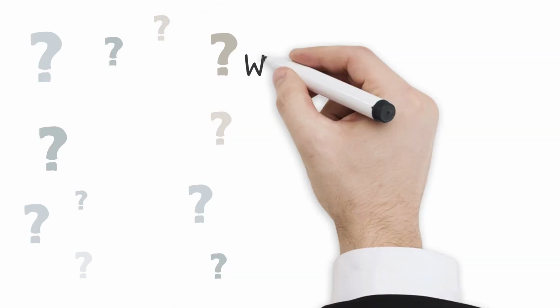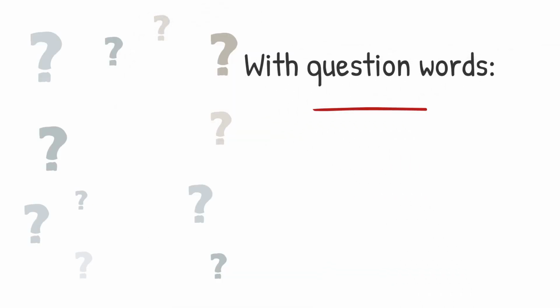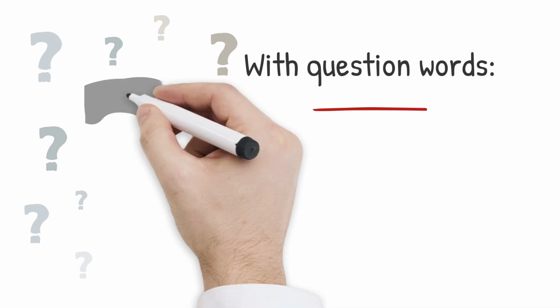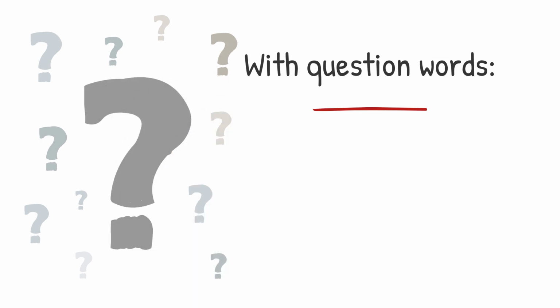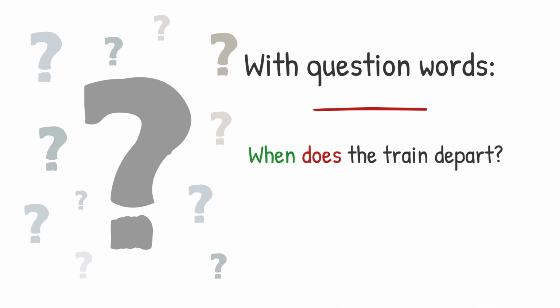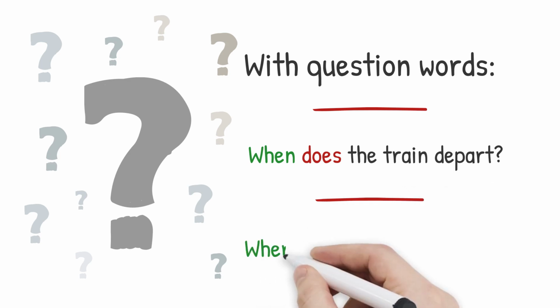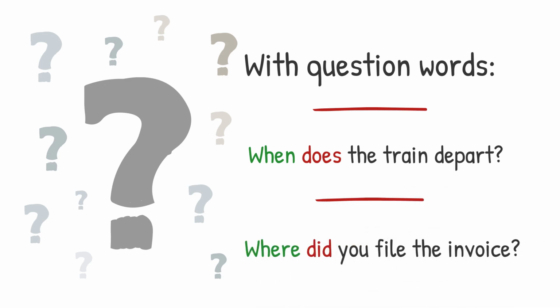Just like you can use question words with question types 1 and 2 to get more information from the answer, you can also add a question word to type 3 questions. If you want to know at what time the train departs, begin your question with when. When does the train depart? If you're asking about the place in which someone filed an invoice, ask, where did you file the invoice?